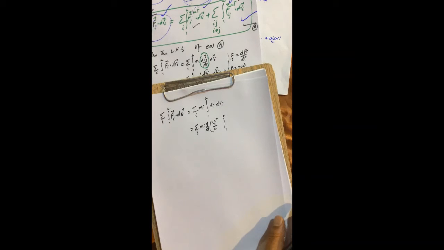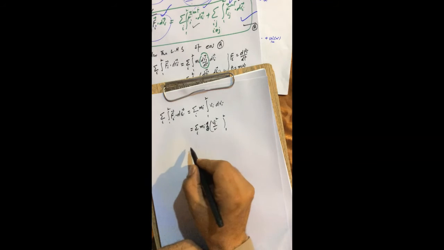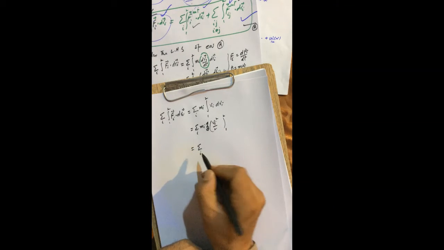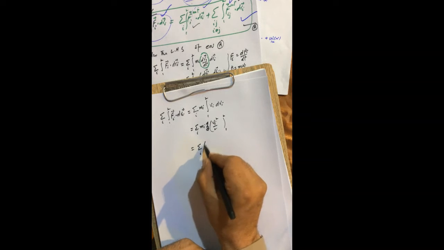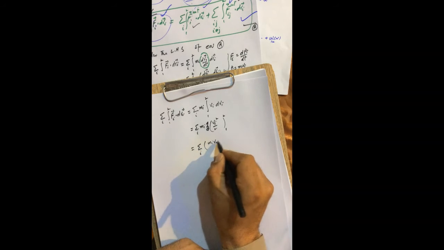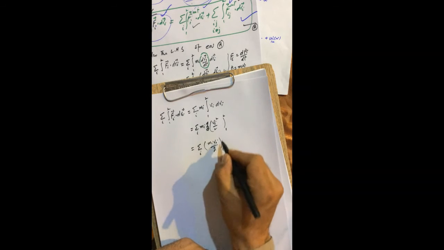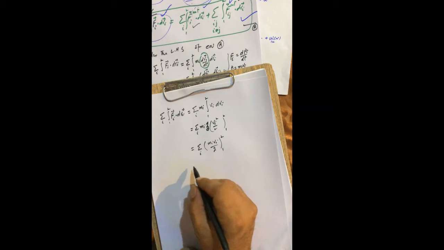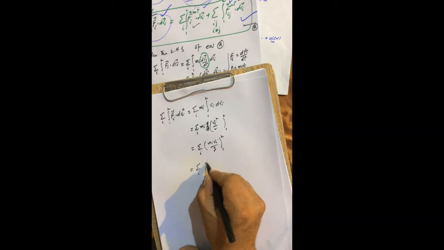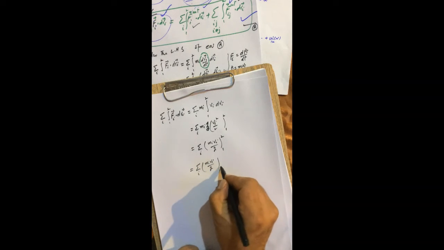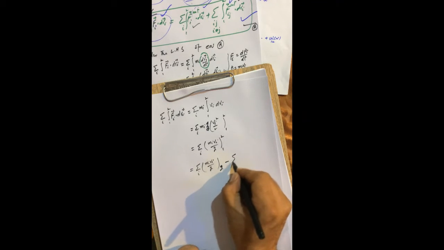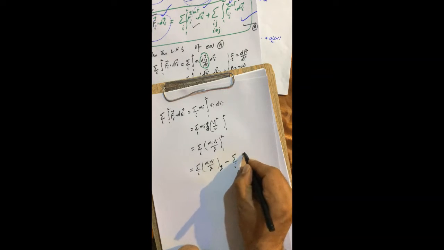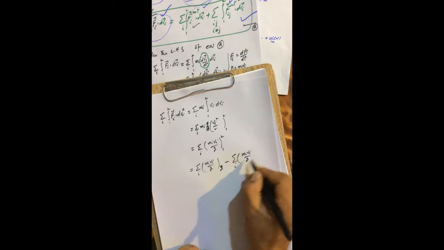So here I can write this is equal to sum over i. Now I'll bring this mi inside. So we have mi vi square over 2, and the limits of the integral are from 1 to 2. So this can be written like this: sum over i, mi vi square over 2 at position 2, minus sum over i, mi vi square over 2 at position 1.